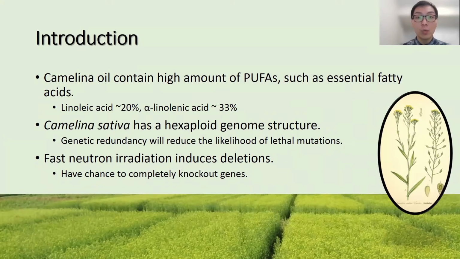The method we use in this project to introduce mutations is Fast Neutron irradiation. And the major mutations caused by this type of mutagenesis approach are deletions. And this kind of mutation has a chance to completely knock out genes in the Camelina genome.